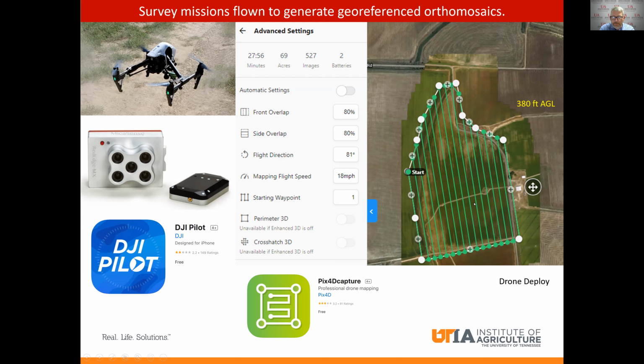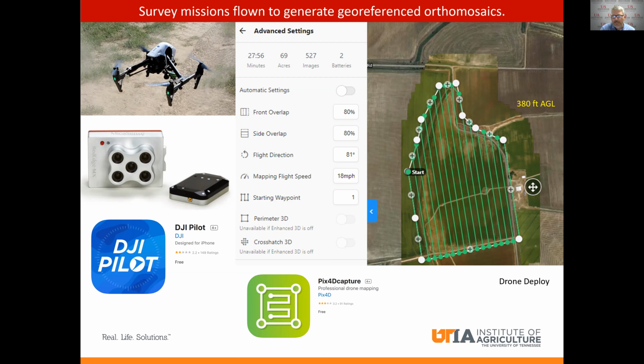And so that means that we're snapping pictures that are actually overlapping each other, and there's a computer program we use, Pix4D is what I like to use, where the algorithm will look for differences in pixels and the overlap and stitch those together. And so that will create a single image, which we're about to look at, called an orthomosaic.